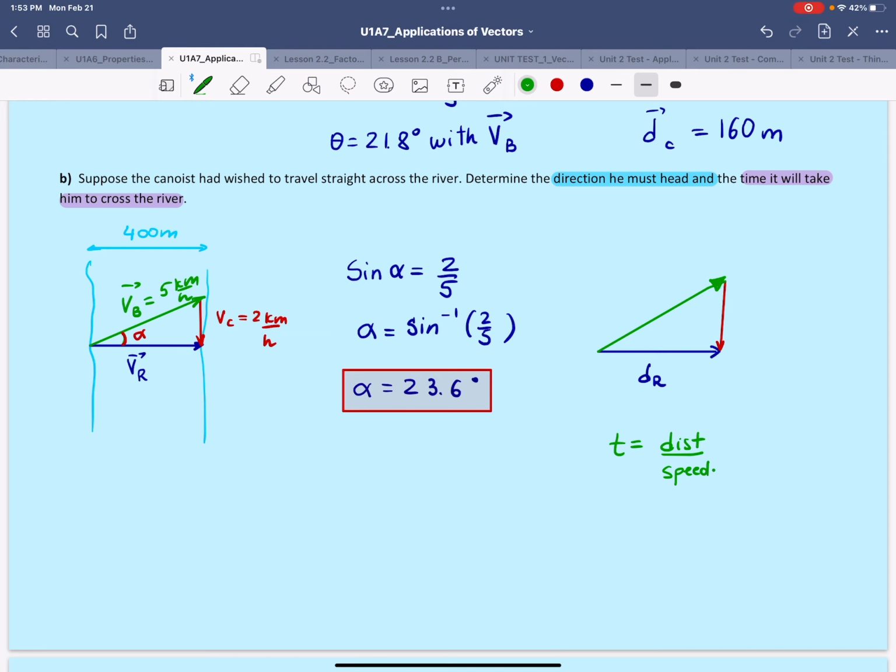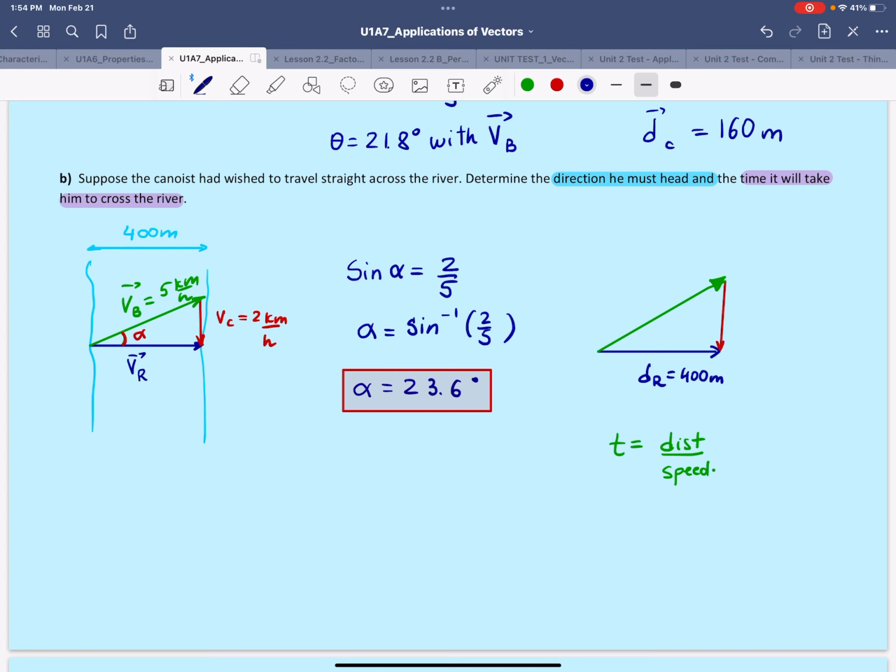Now, what is the distance that the canoeist will travel? I want you to think, is the canoeist moving this way or is the canoeist moving this way? Remember that the canoeist is heading in this direction, but with the velocity, the actual motion will be this way. So the actual displacement will go this way around. If we want to know how much time it takes to go from this point of the river to this point of the river, which is a distance of 400 meters, because that would be the width of the river, we're going to say that this would be a 400-meter distance.